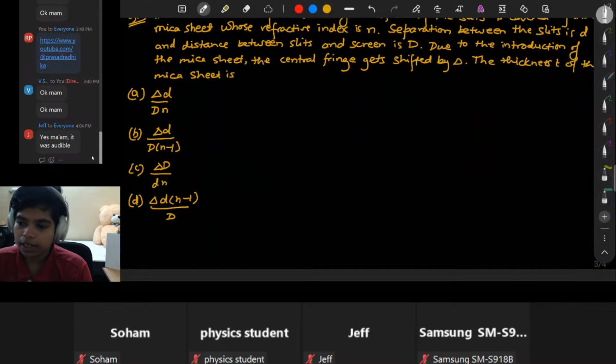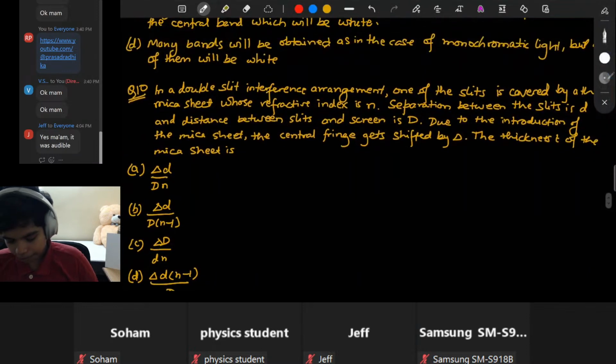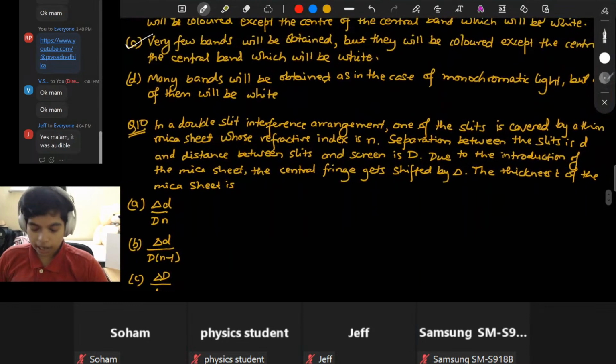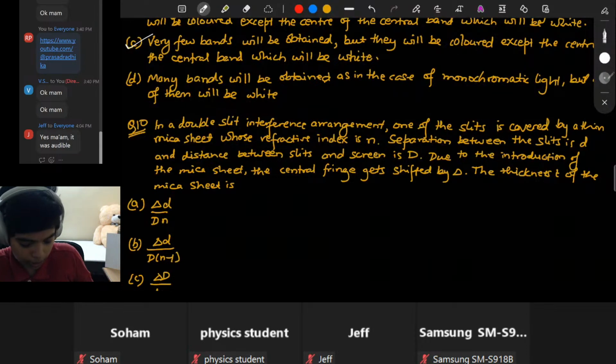Okay, so I will discuss the solution now to this last problem for today. The problem is, in a double slit interference arrangement, one of the slits is covered by a thin mica sheet whose refractive index is n. Separation between the slits is d and distance between slits and screen is capital D. Due to the introduction of the mica sheet, the central fringe gets shifted by delta. The thickness T of the mica sheet is what we need to find.